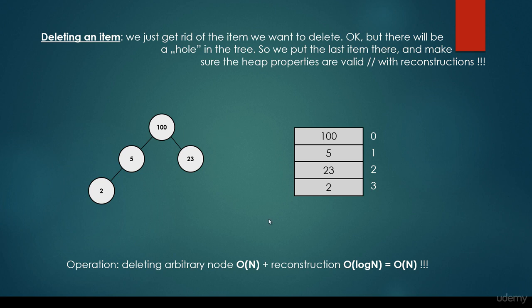Removing an arbitrary item, an arbitrary node in a heap data structure is going to have linear running time because we have to make a linear search in the one-dimensional array in which we store the items. So that's all about the removal operation in a heap data structure.